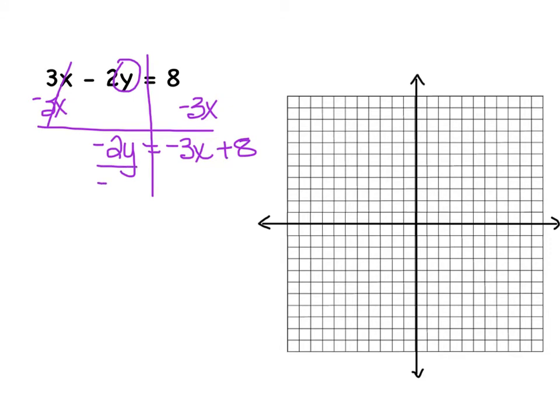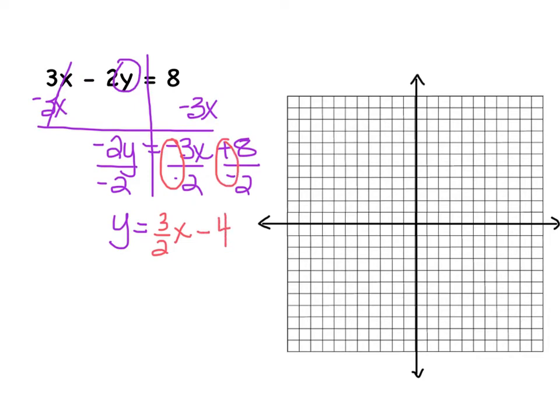I'm going to divide by the -2, and I get y equals, don't forget, the negative and the negative gives me a positive 3 over 2 x, and this positive divided by a negative will stay -4. So my slope is 3 over 2, and my y-intercept is -4.